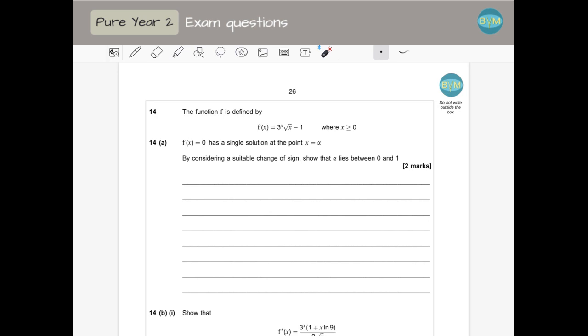Hello, this is question 14 on your November 2020 paper 1 from AQA. You have a function defined this way, and f(x) equals 0 has a single solution at the point x equals alpha. By considering a suitable change of sign, show that alpha lies between 0 and 1. So what we are going to check is the sign of f(0) and f(1), and if they are different, that means there is a solution or a root between them.